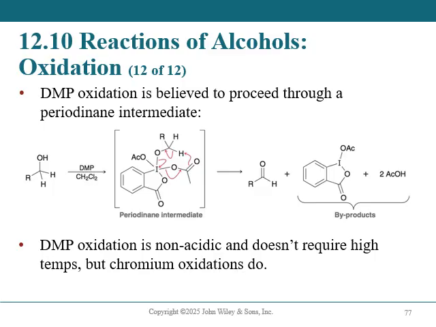DMP oxidation is non-acidic and doesn't really require high temperature, but chromium oxidations do. So in terms of industry, DMP is actually much more attractive, because high temperatures mean high energy and high costs, right? If you can avoid that, then it's more cost effective for you.